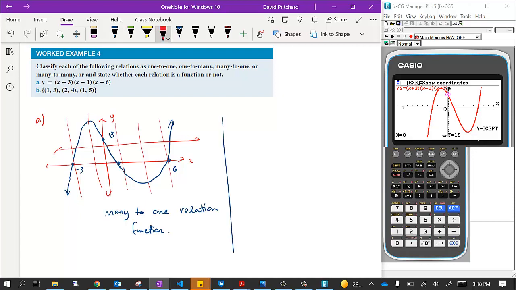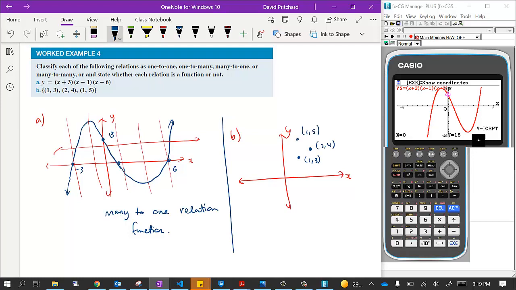Now, the second one, it's just a discrete set. We've got 3 coordinates to graph. So let's quickly put in those coordinates. We've got 1, 3. We've got 2 and 4. And then we've got 1 and 5.